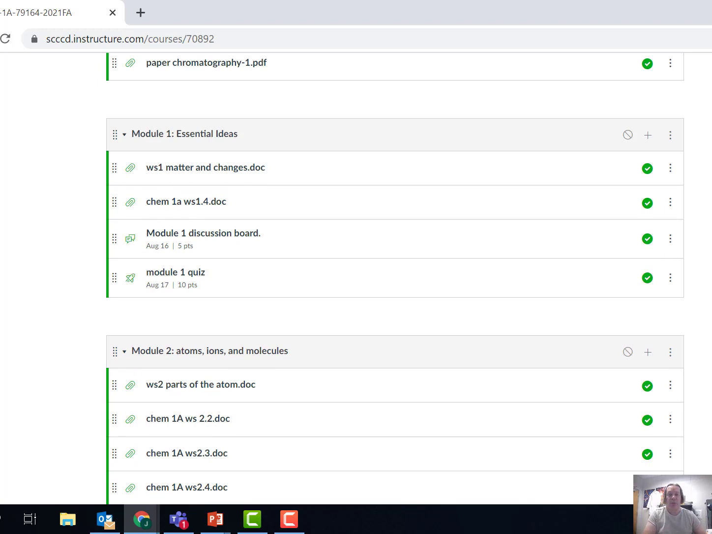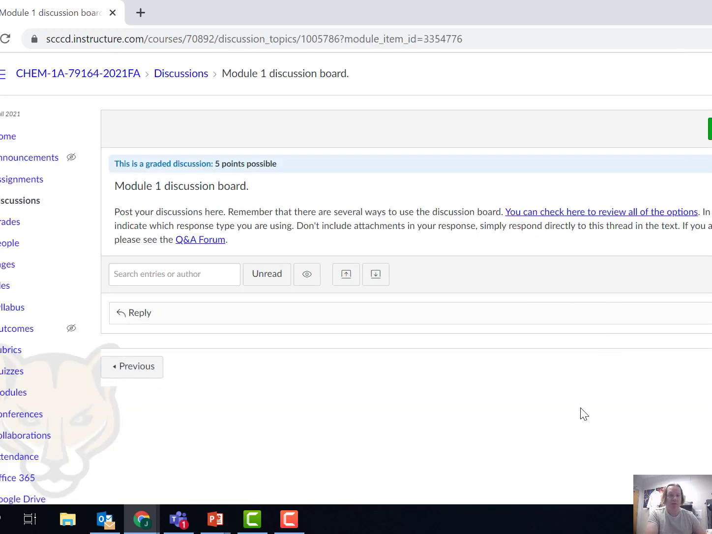Some of the worksheets in module 1 we'll be doing as sort of lab activities. But these are things that you want to do as a way of making sure you know how to master the material in the module, and you can discuss them on the discussion board. Again, this will be graded.